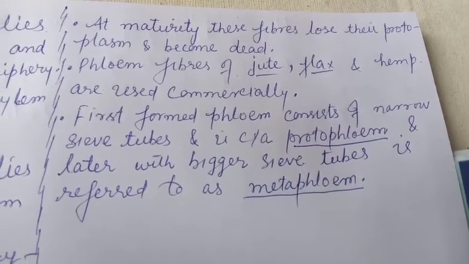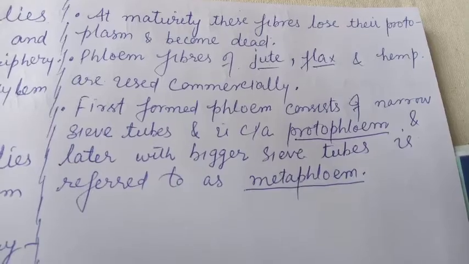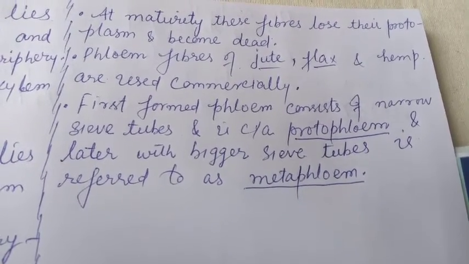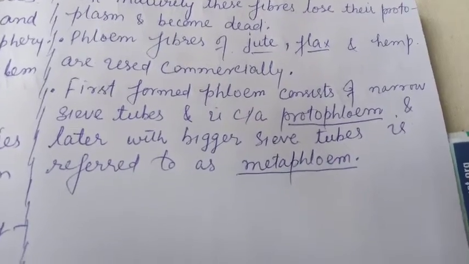The first form of phloem consists of narrow sieve tubes and is called protophloem, and the later one with bigger sieve tubes is referred to as the metaphloem.